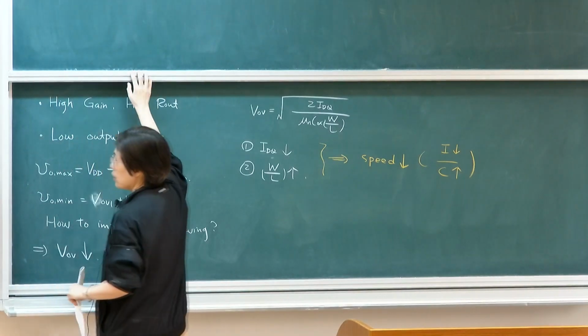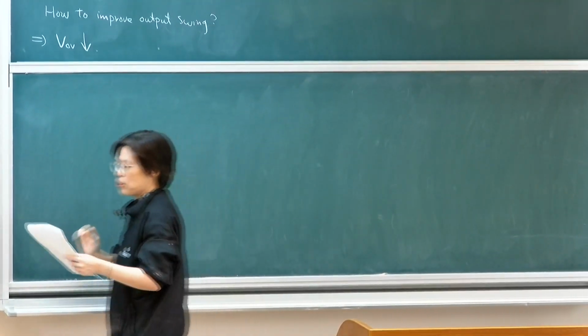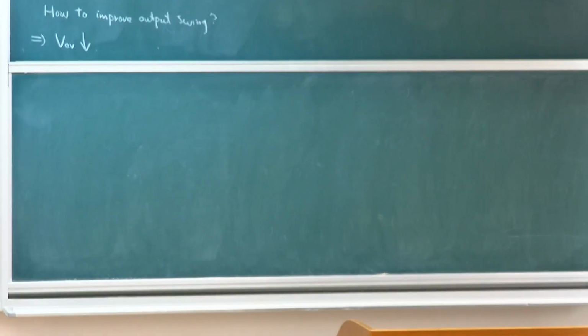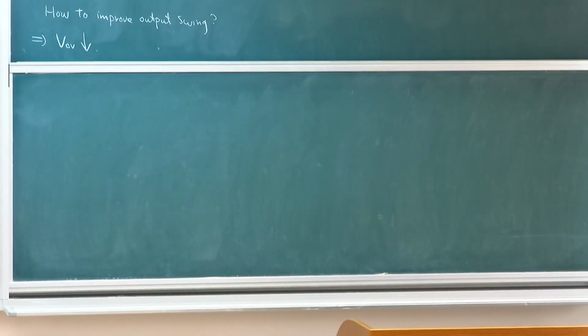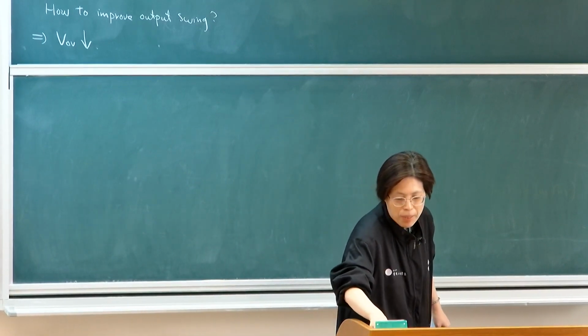So any questions? I still have one page to go, so we should be able to start a little bit on the introduction of a current mirror. Still have 10 minutes to go. One page, okay? So let me try to limit myself to one page.